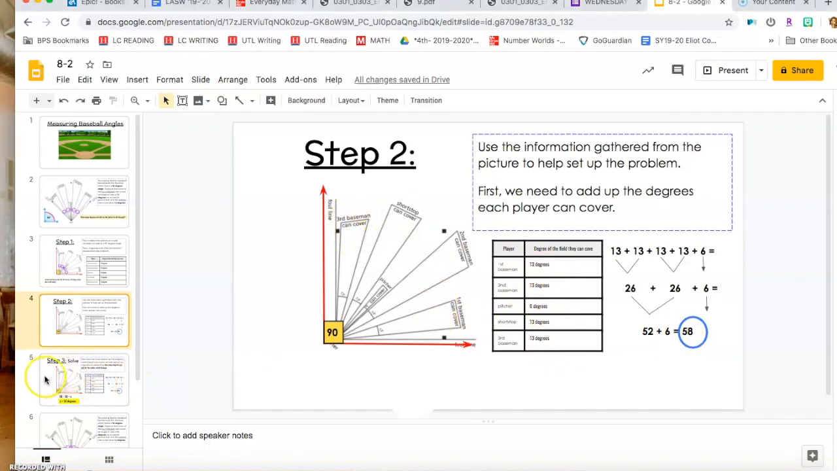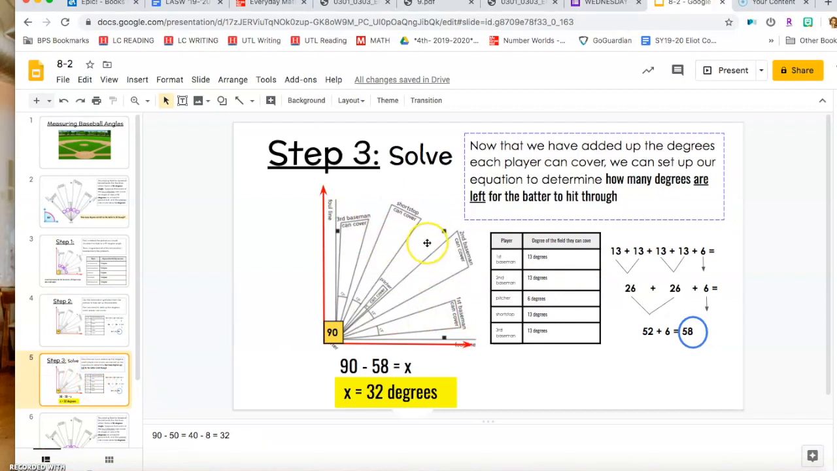Now we can move on to step 3. Solve. Like I said before, now that we've added up all the degrees that each player can cover, we can set up our equation to determine how many degrees are left for the batter to hit through. We know that this is a 90-degree angle, which is also known as a right angle. And we found all the degrees that these players can cover by adding up all the information that we pulled out from the picture. So we had 58 degrees.